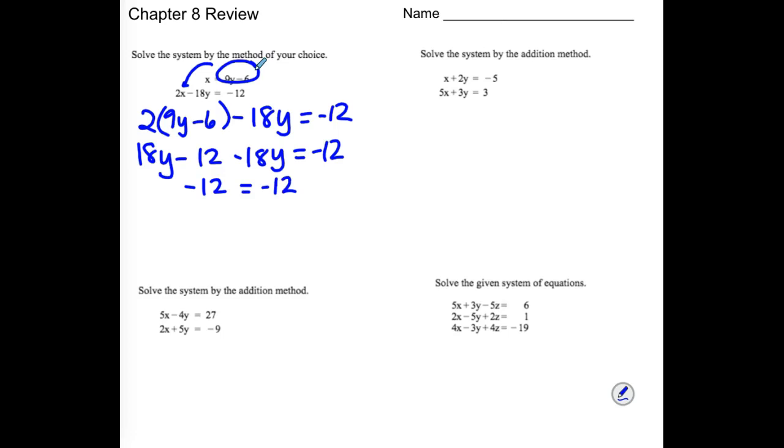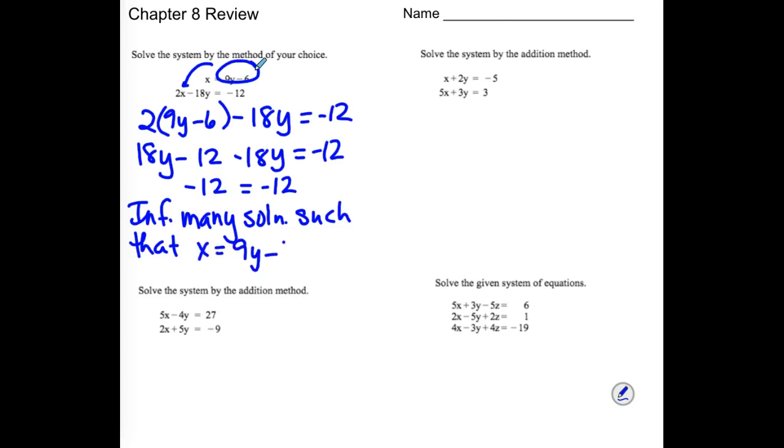When your variables completely disappear, you have to analyze the rest of what you have. Is it true or false? In this case, negative 12 does equal negative 12. True statement, which means what? Now, I'm going to have you write infinitely many solutions such that, and then I need you to give me one of the equations. I don't care which one you give me. I'll use the first one, such that x equals 9y minus 6.